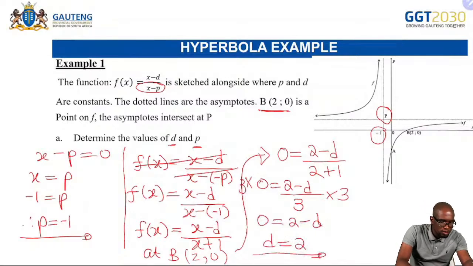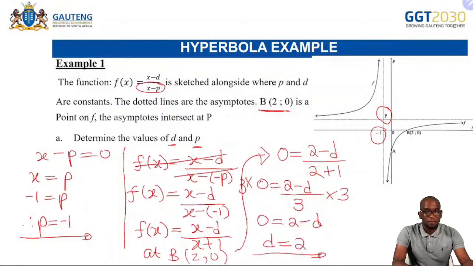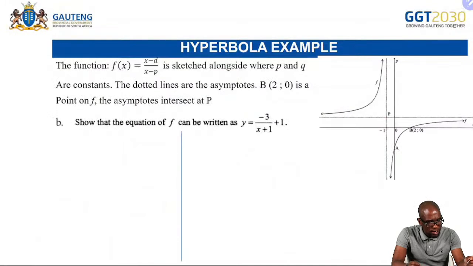So I've worked out the value of d as well as the value of p. We move on, good people. Now they want us to show that the equation of f can be written as y equals -3 over x plus 1, plus 1.